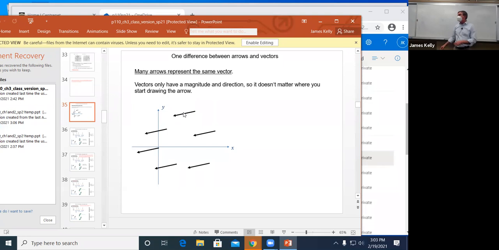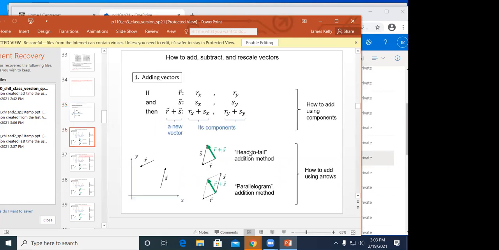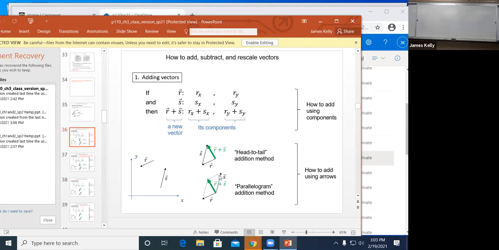So when we draw an arrow in the plane and it represents a vector, like a velocity or a force, we're free to move it around the plane as long as we don't change the magnitude and direction. And you'll see we do that all the time, including in addition, subtraction, and scalar multiplication.